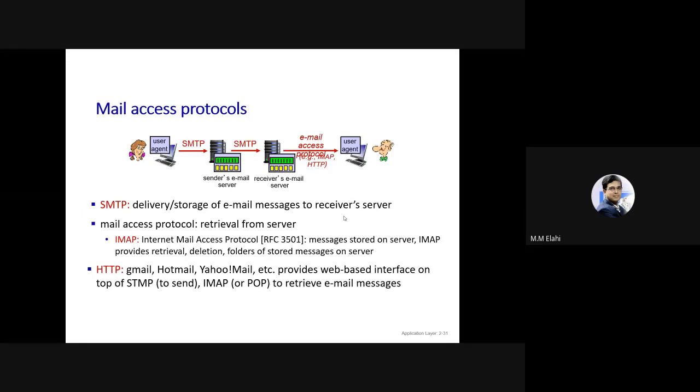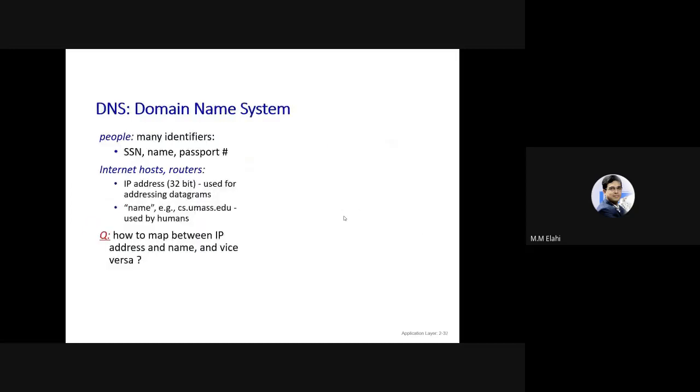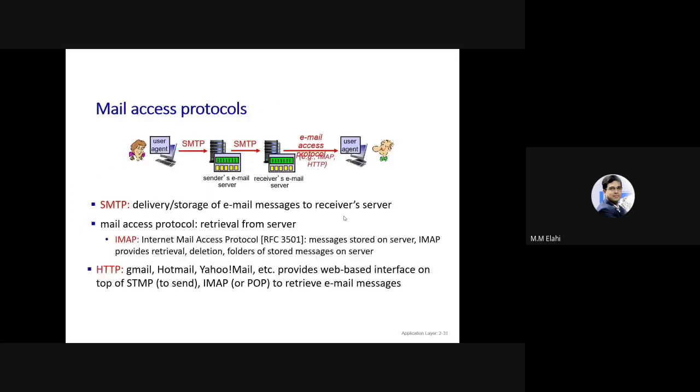Now the basic differences are for mail access protocols. There is one called POP, Post Office Protocol. POP and IMAP both need to be configured in the desktop. So that is one advantage of using HTTP, because you just need the internet connection.